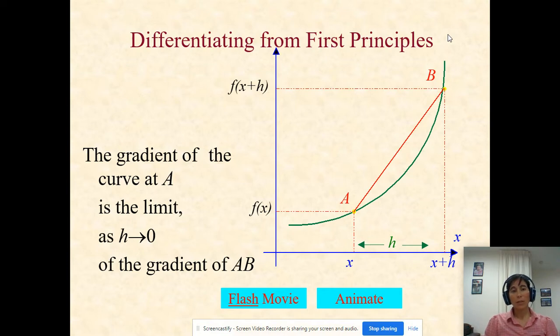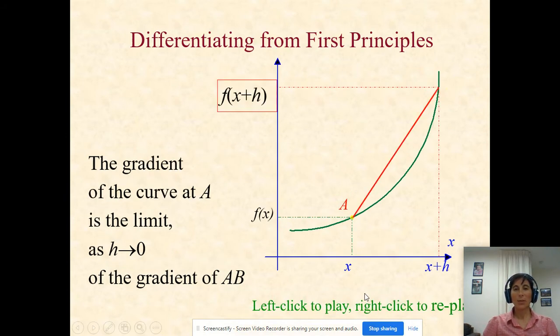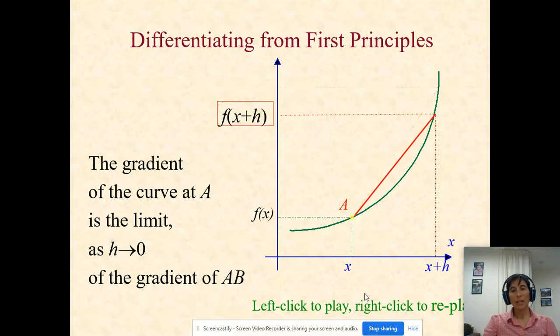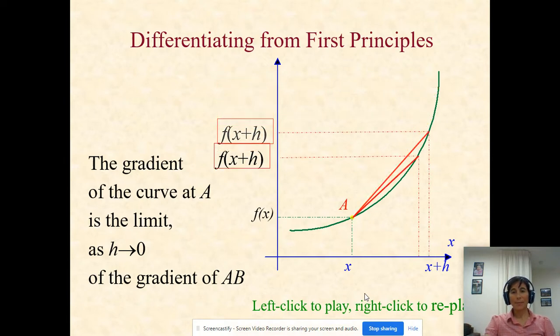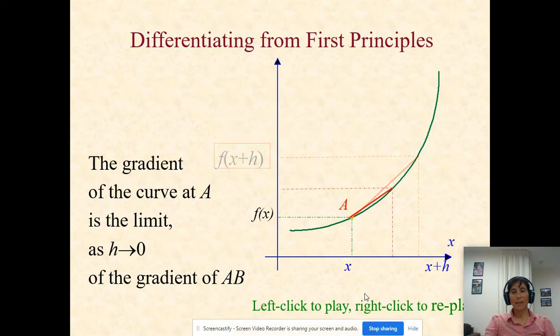The gradient of the curve at A is the limit as h tends towards 0 of the gradient of AB. So what does that mean? We'll animate this to understand. If I reduce the length of h, have a look at what's happening to the gradient of this line, AB. Hopefully you can see that as h is tending towards 0, the gradient of that line is the same as the gradient of the curve at that point.